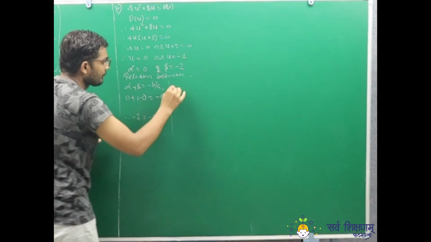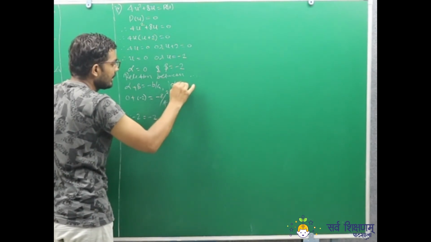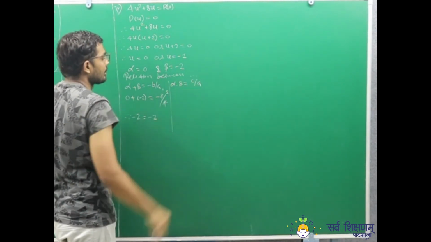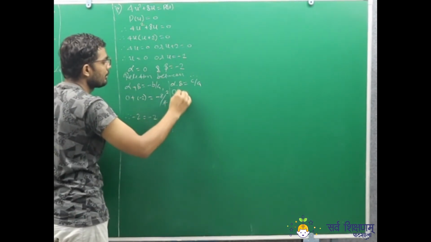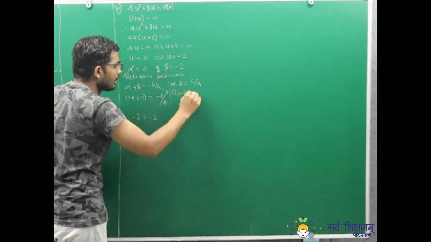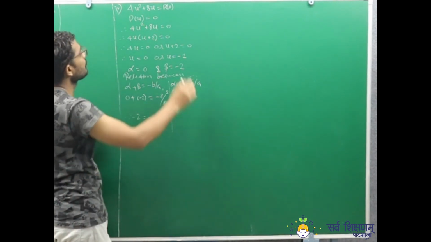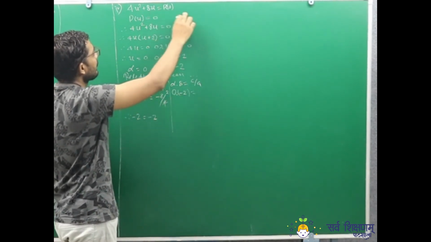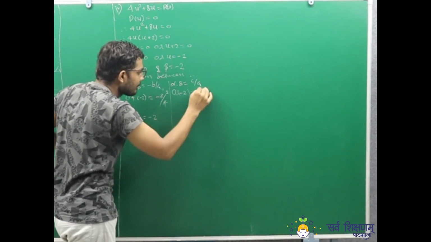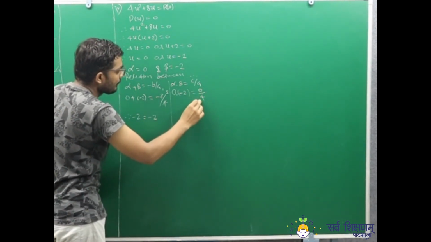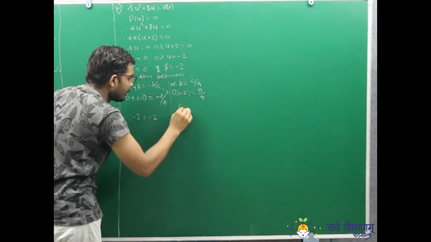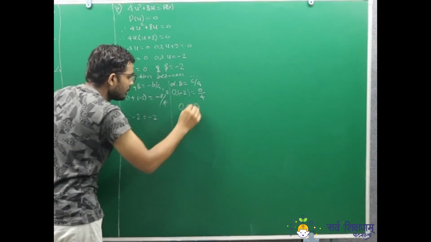Second relation, alpha into beta is equal to c by a. The value of alpha is 0, 0 into beta. The value of beta is equal to minus 2 is equal to c by a. The value of c, there we can't see c. Therefore the value of c is equal to 0 and divided by a is equal to 4. 0 by 4, 0, 0 into minus 2, 0. Therefore 0 is equal to 0.